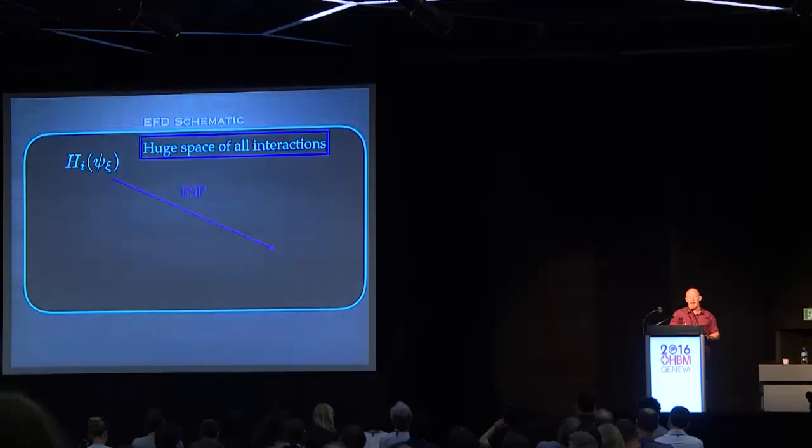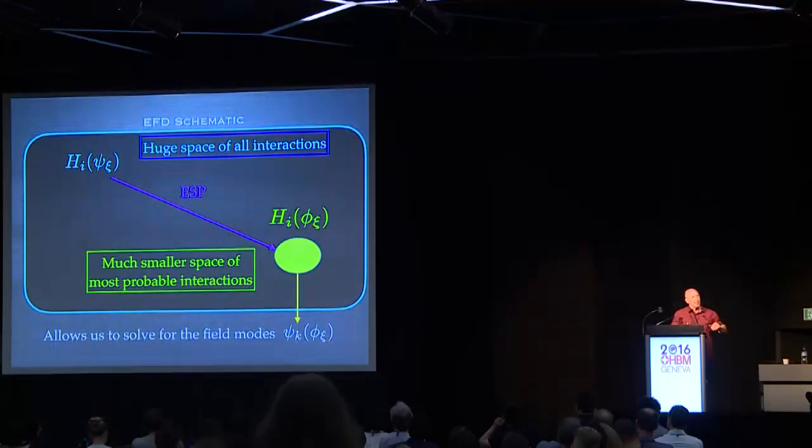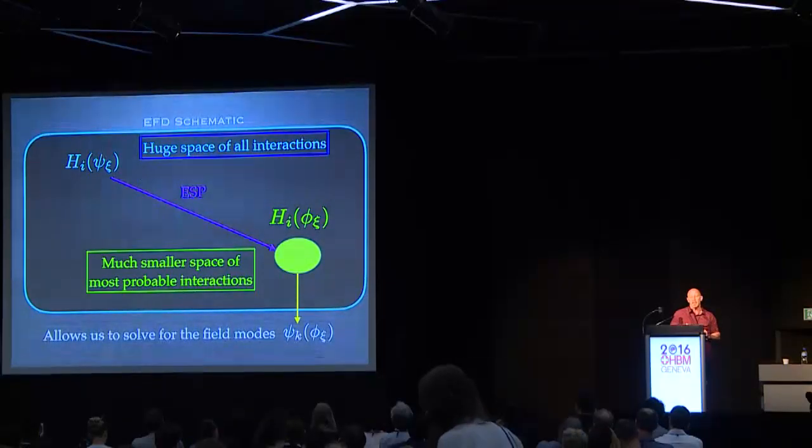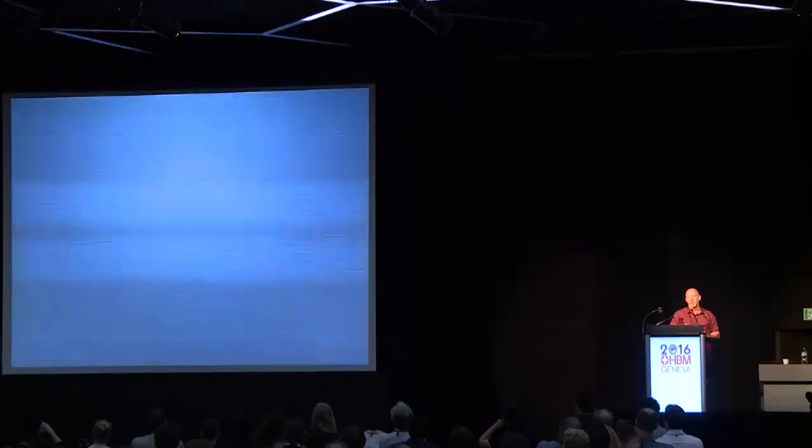So here's a schematic. We had that ridiculous coupling matrix. It was huge. Using coupling information, we can reduce that space and have the Hamiltonian depend just on the eigenvectors of the coupling. And that allows us to solve for the field modes, which is what we're after.